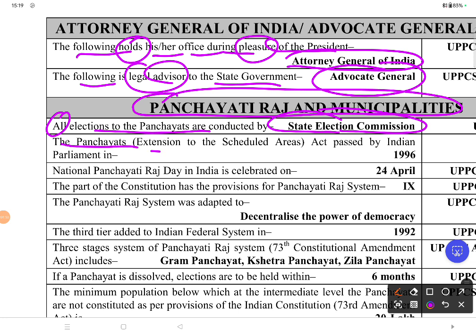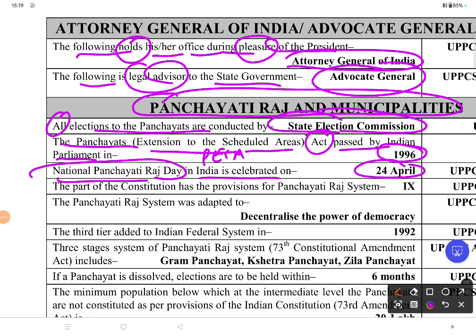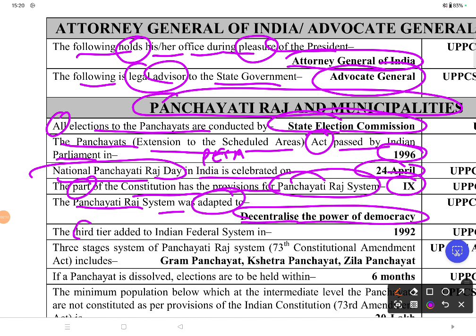The Panchayats (Extension to the Scheduled Areas) Act, PESA in short, was passed by the Indian Parliament in 1996. National Panchayati Raj Day in India is celebrated on 24th April. The part of the Constitution that has provisions for the Panchayati Raj system is Part 9. The Panchayati Raj system was adopted to decentralize the power of democracy. The third tier was added to the Indian federal system in 1992.